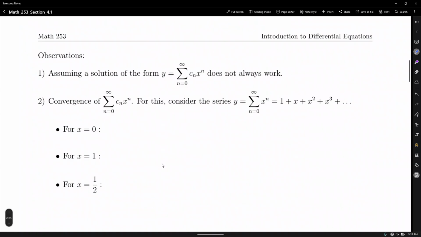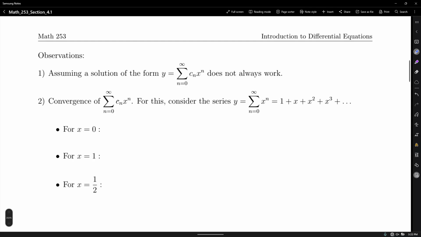Observation number one. Assuming a solution of the form y equals sigma n equals 0 to infinity of c sub n x to the n does not always work. I'm going to show you some cases later on in which it will not work. Number two, we need to take into account the convergence of the series. For this, let me give you an example.